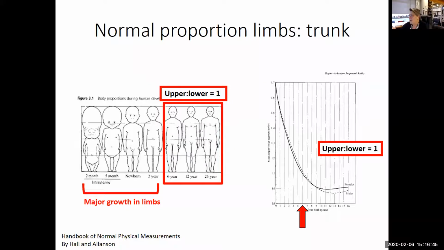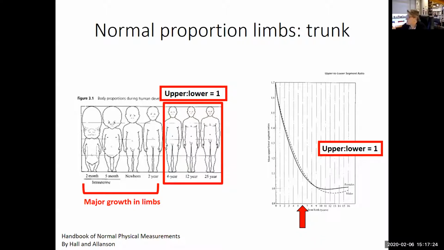So in average stature individuals with normal growth, I wanted to show this picture here on the left-hand side. This is how we all change over the course of development from the prenatal period up to birth, and then as you get into the school-age years. By the time you're about 6, 7, 8 years old, as you can see over here on the right-hand side, the ratio of head to pubis, so your upper segment, to your lower segment, pubis to the floor, is basically 1 to 1. And that's what we would expect in typical growth.